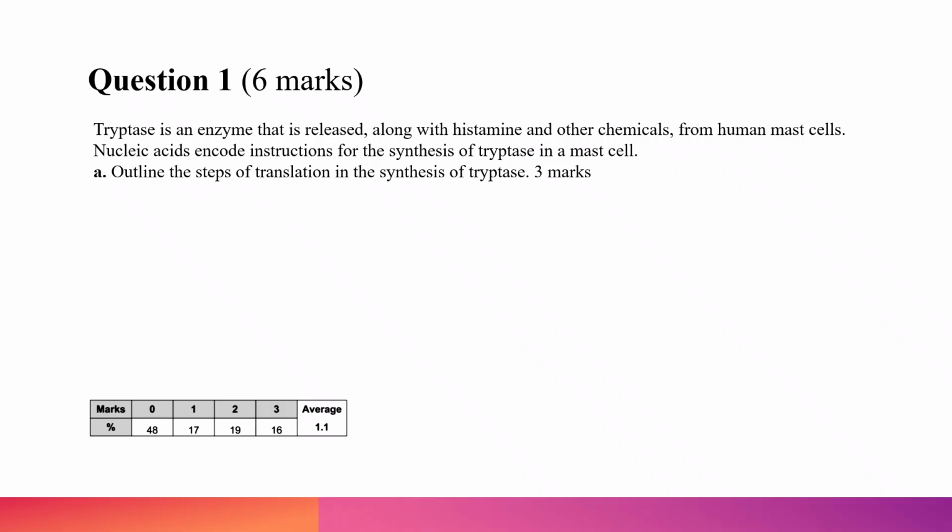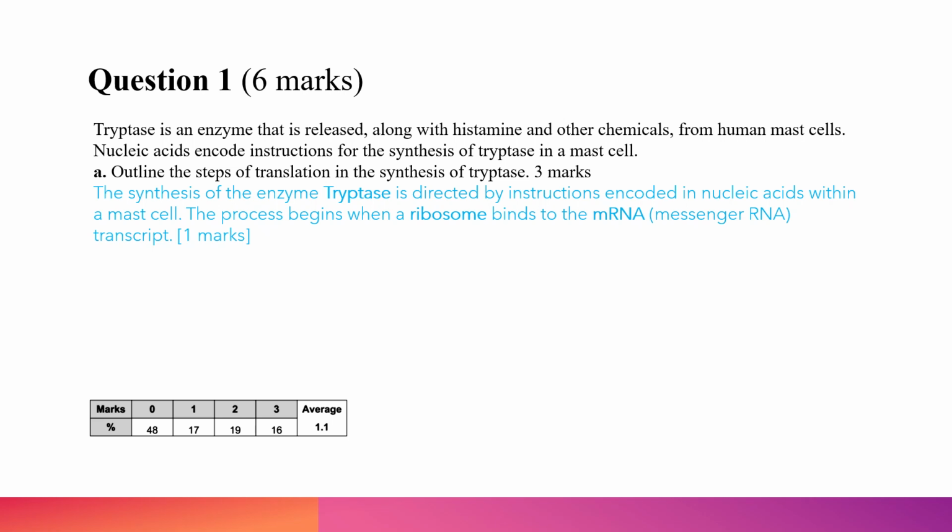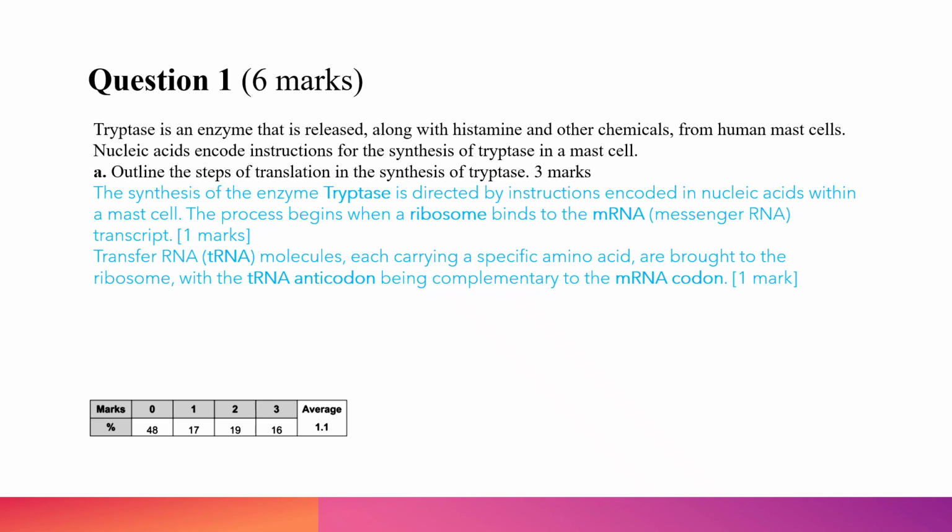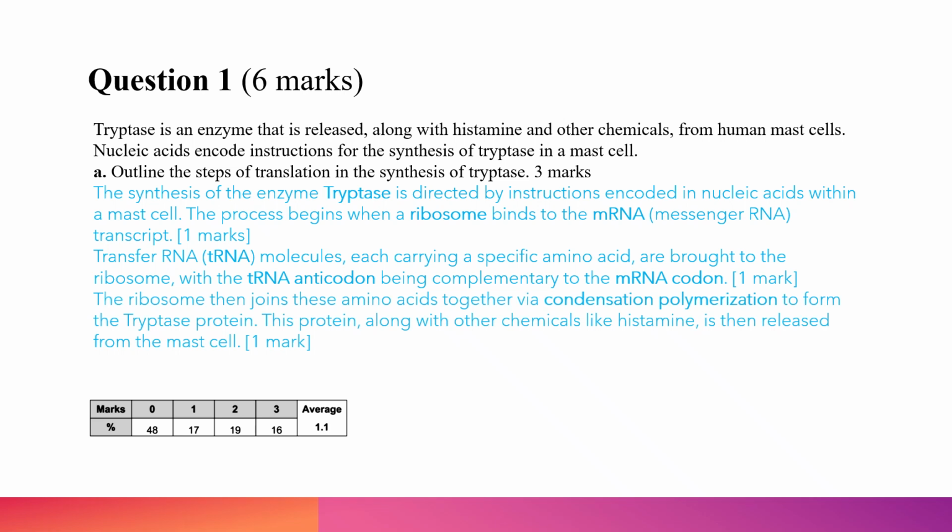The synthesis of the enzyme tryptase is directed by instructions encoded in nucleic acids within a mast cell. The process begins when a ribosome binds to the mRNA, messenger RNA, transcript. Transfer RNA, tRNA, molecules, each carrying a specific amino acid, are brought to the ribosome, with the tRNA anticodon being complementary to the mRNA codon. The ribosome then joins these amino acids together via condensation polymerization to form the tryptase protein. This protein, along with other chemicals like histamine, is then released from the mast cell.